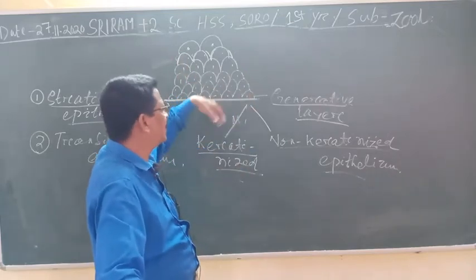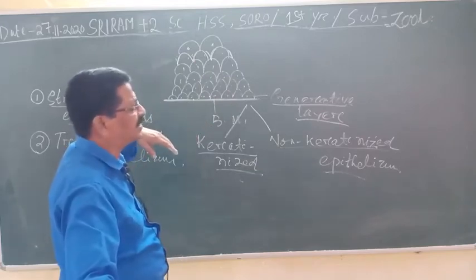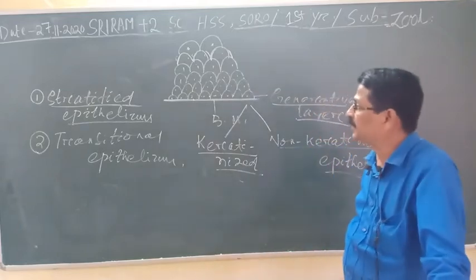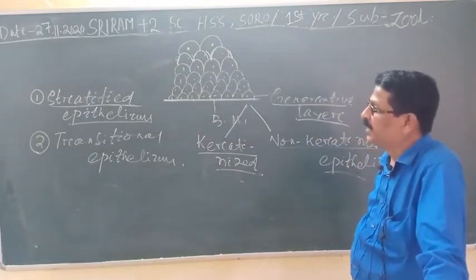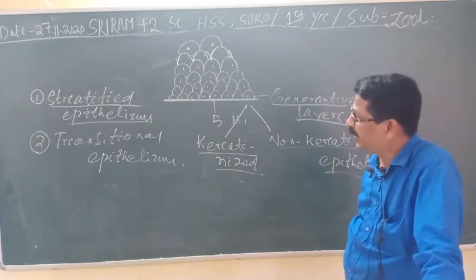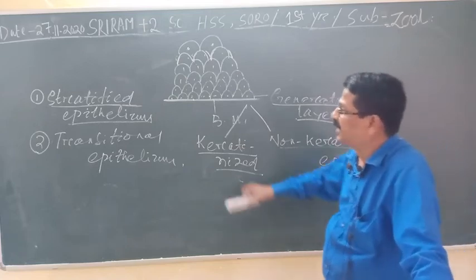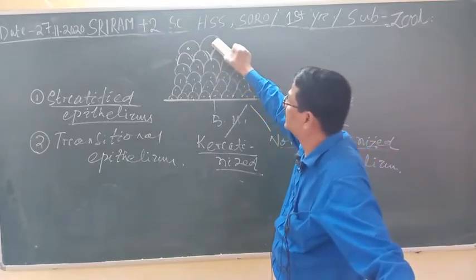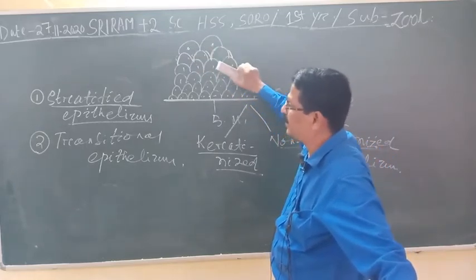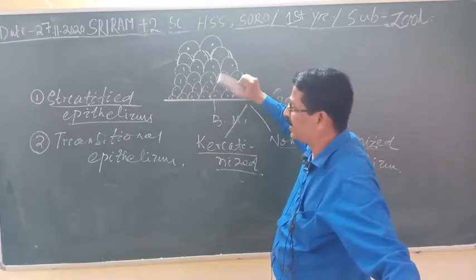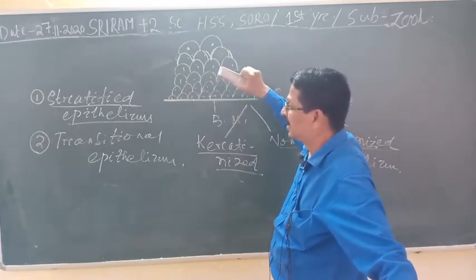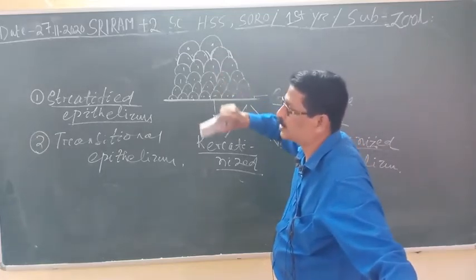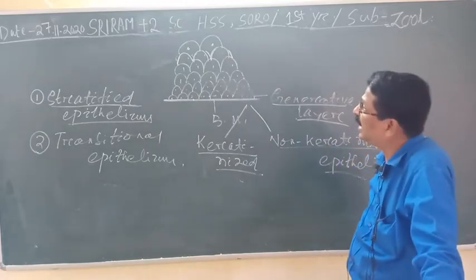So the vagina of the female is a non-keratinized epithelium. So this is all about the stratified epithelium. Stratified epithelium is a compound epithelium where the cells are arranged in 6 to 7 layers. This type of epithelium is found where wear and tear occurs and the cells are detached from the outer surface due to friction.